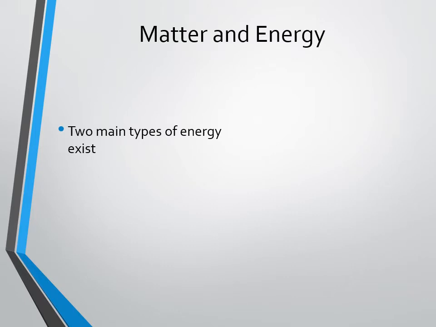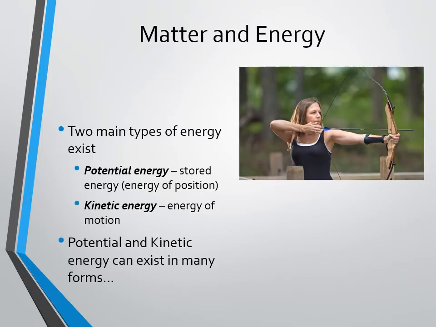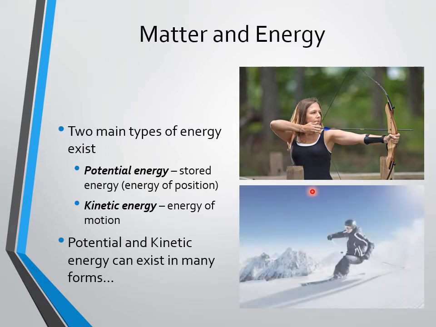So getting into matter and energy. Two main types of energy exist. We have potential energy, which is what is stored. And then we have kinetic energy, or the energy of motion. So her pulling the string back on this bow is potential energy. There's a ton of potential energy here, but as soon as she releases it, that is kinetic energy. And just like this snowboarder at the very top of the mountain, he had potential energy, and then as he's going down, there is kinetic energy.